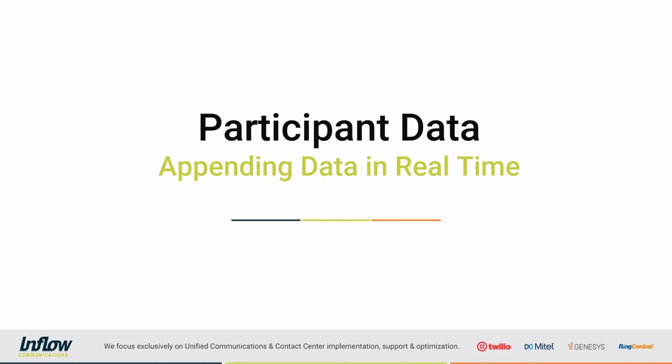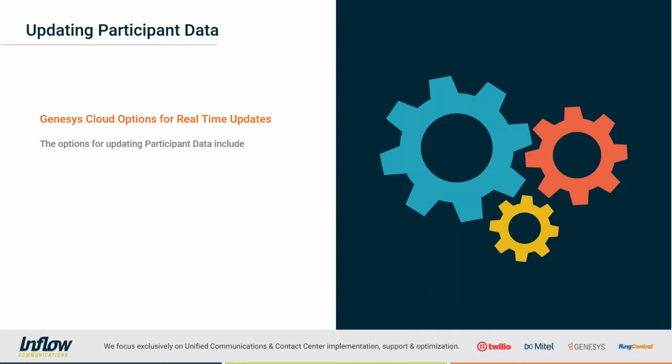So let's talk about participant data in Genesys Cloud and how we would update participant data and why. Most of the time we're looking to update this data in real time, but in some cases it may be static. With Genesys Cloud, you have options for updating information in real time, and it can be a varied process. The very first is through Architect, the call flow builder or interaction flow process. Whether you have a call, an email, or a text message, these can all be subjected to updating participant data.